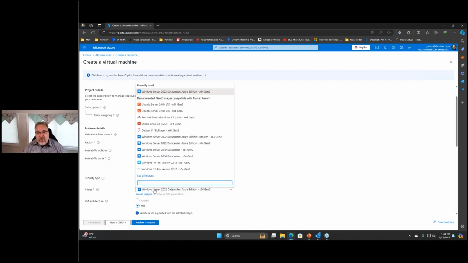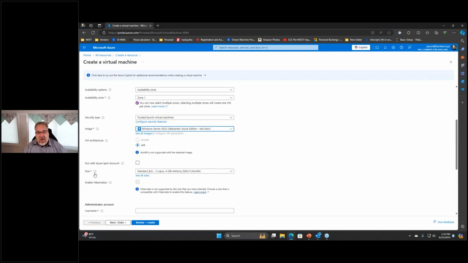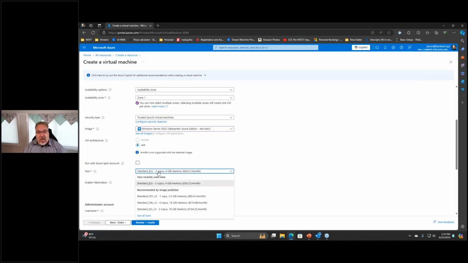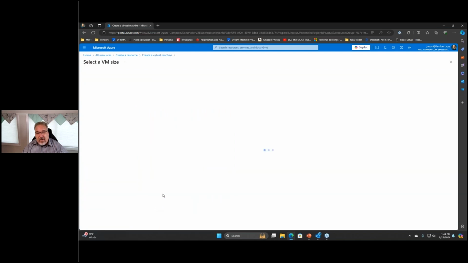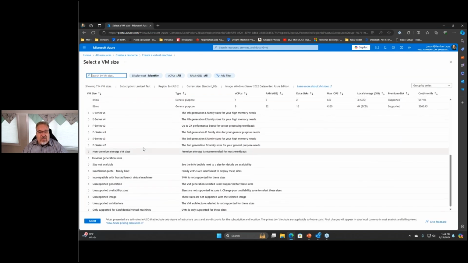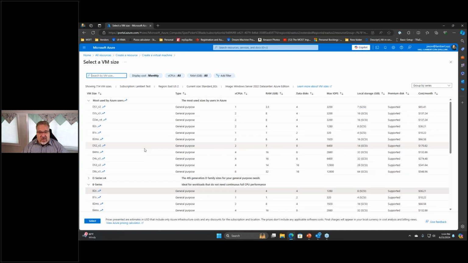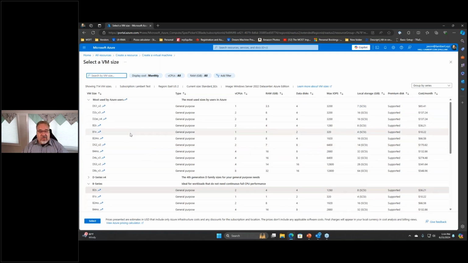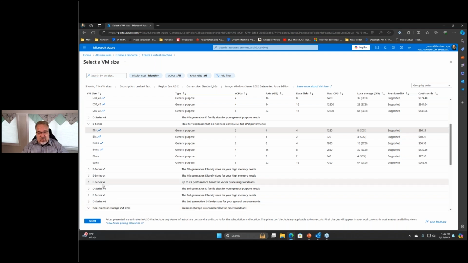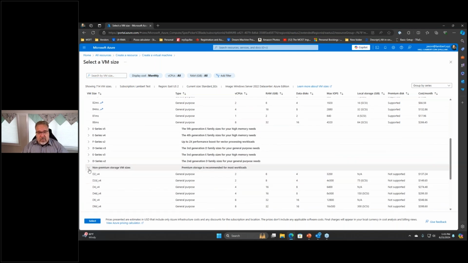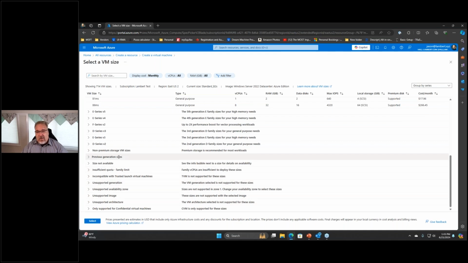And then decide what server image you want, whether it's Ubuntu or Windows, and then the size of the machine. If I hit all sizes, there's just a plethora of different machines that Microsoft has, from burstable machines on the B series through N series machines. N series are GPU machines. So if you have a customer that's into architectural or drawing or video rendering, anything like that, you could certainly take advantage of those machines.